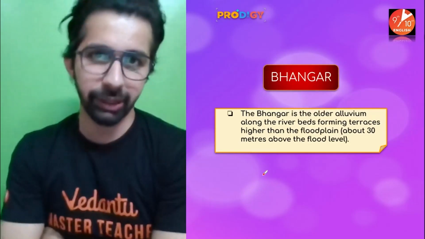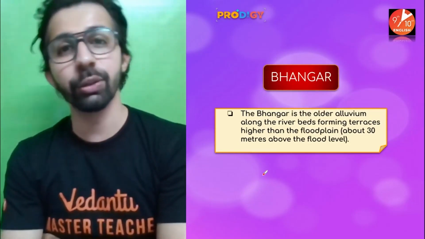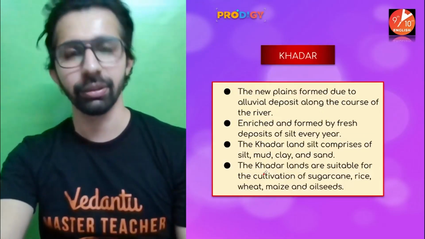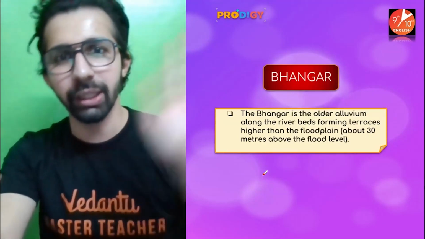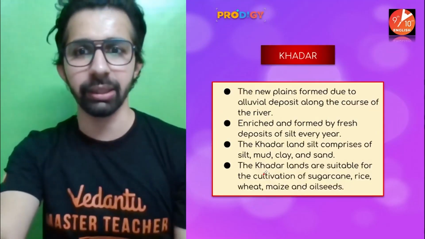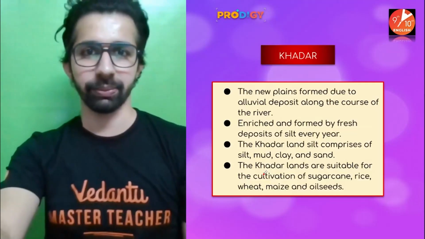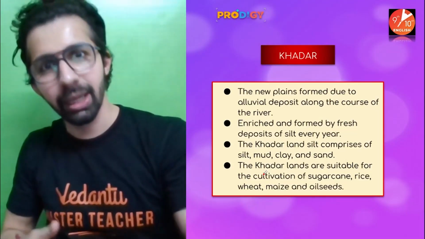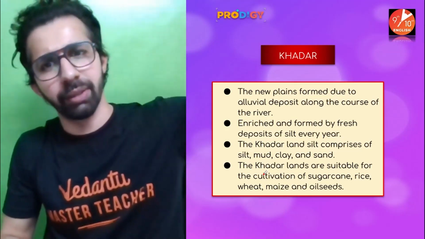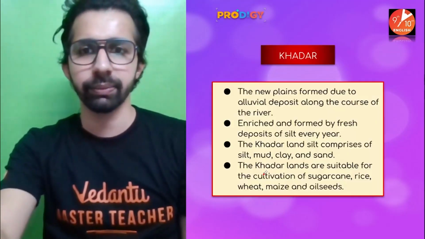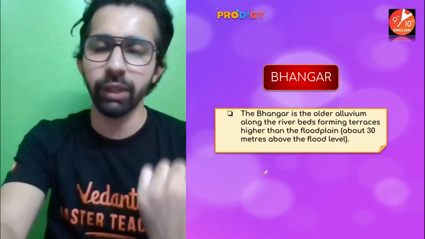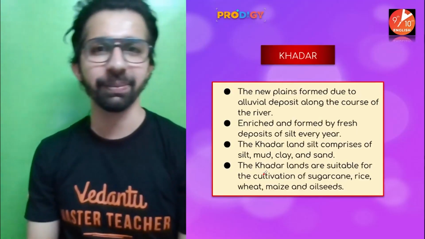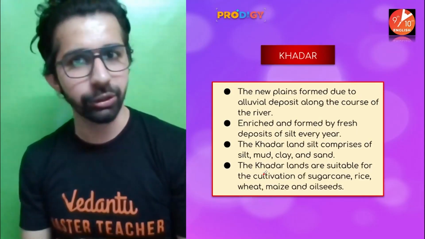Guys, this is the most important thing. Alluvial soil, according to its age, can be divided into two: Bhangar and Khadar. What is Bhangar? Old alluvial deposition. What is Khadar? New alluvial deposition. The new alluvial that keeps on being deposited by the rivers is known as Khadar, and the old alluvial deposited by the rivers is known as Bhangar. So Bhangar is old alluvial deposition, Khadar is new alluvial deposition. Alright. So guys, this was about alluvial soil.